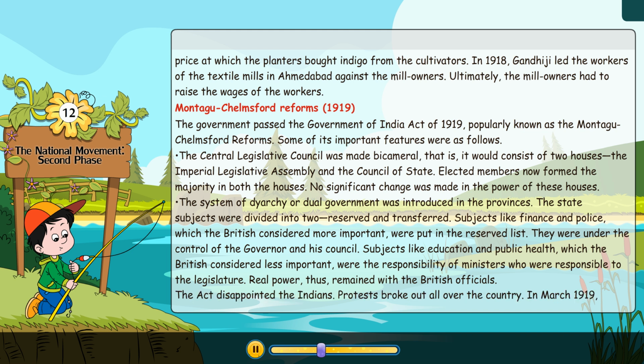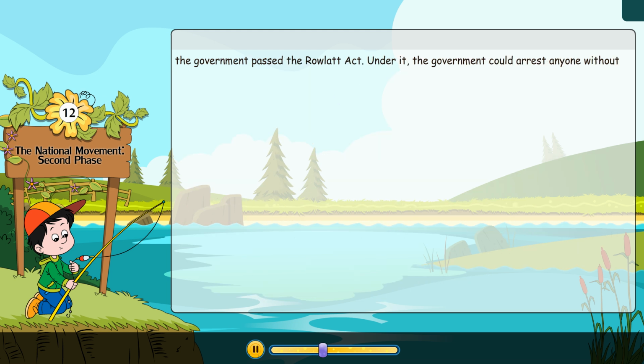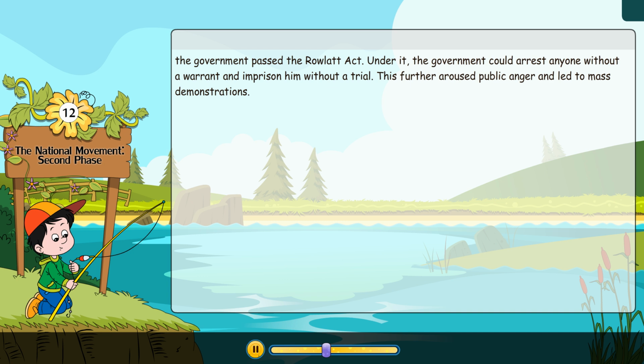The act disappointed the Indians. Protests broke out all over the country. In March 1919, the government passed the Rowlatt Act. Under it, the government could arrest anyone without a warrant and imprison him without a trial. This further aroused public anger and led to mass demonstrations.